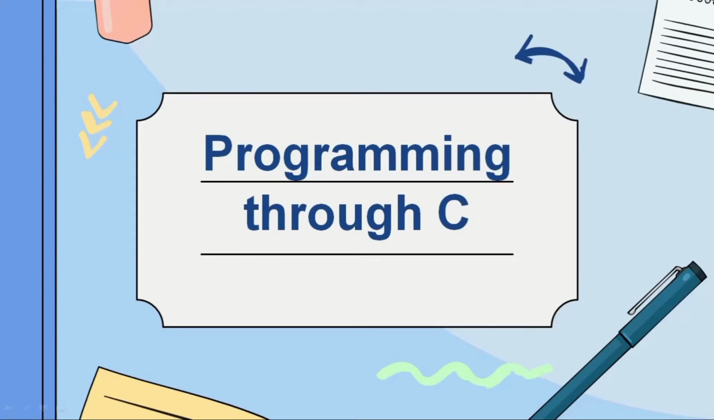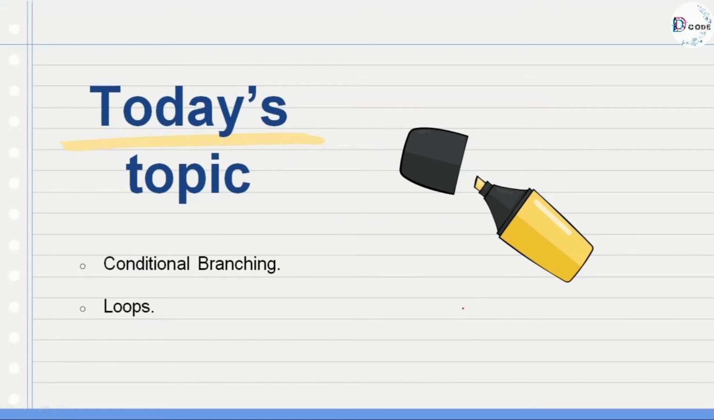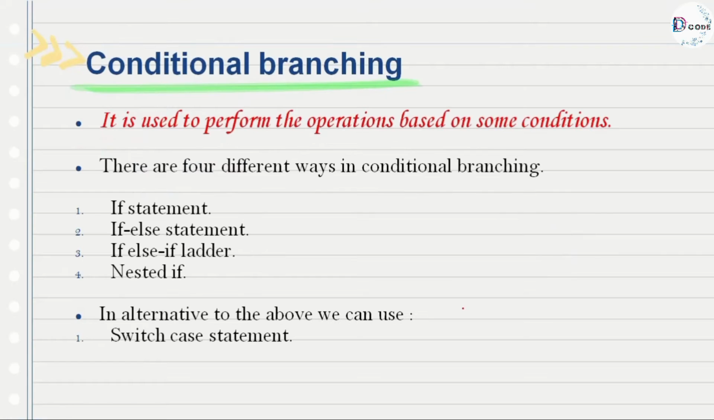In this video, we will discuss conditional branching and loops. Now, let us start with conditional branching. There are four different ways in conditional branching: if else, if else if, nested if, and there is even an alternative to the above, which is a switch case statement.